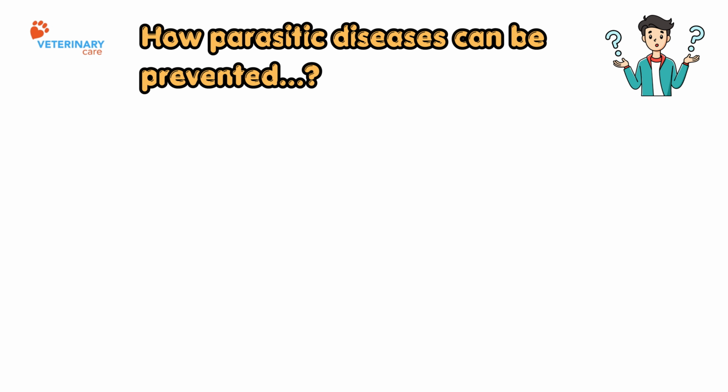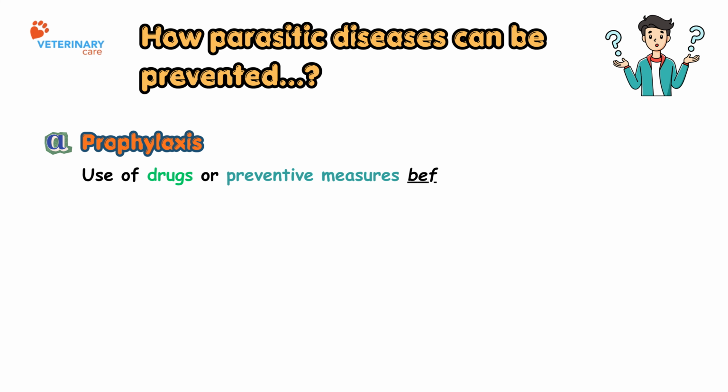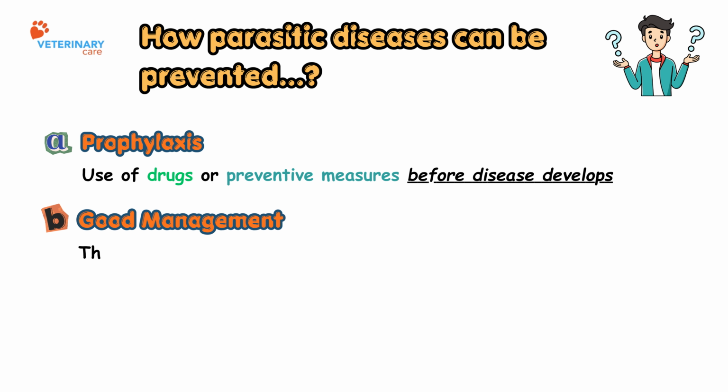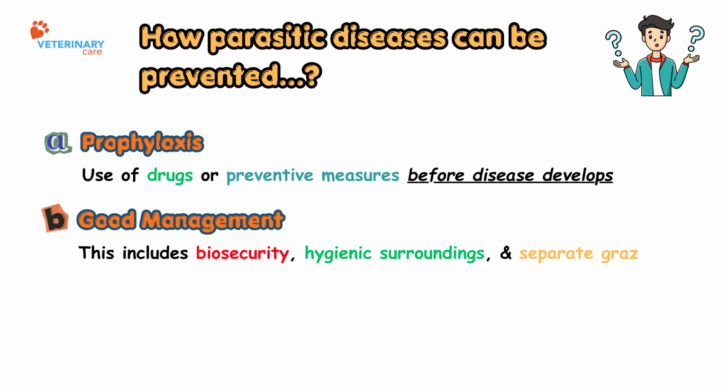The first preventive method is prophylaxis. Prophylaxis means the use of drugs or preventive measures before disease develops. The second method is good management. This includes biosecurity, hygienic surroundings, and separate grazing systems to reduce parasite transmission.